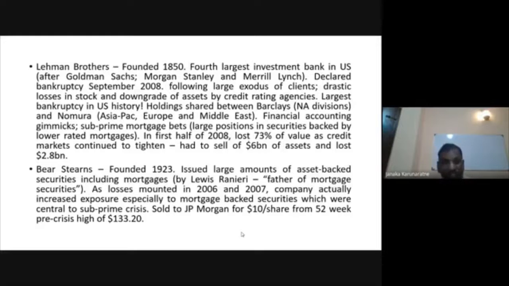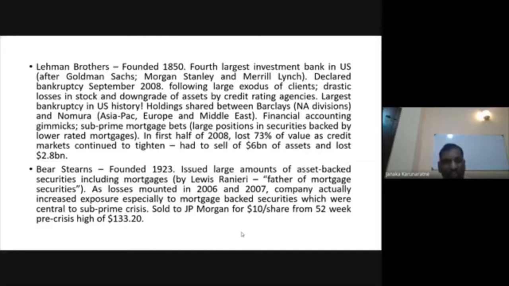Lehman Brothers. Now, again, all of you have heard about Lehman Brothers, one of the largest investment banks in the US, fourth largest, and pretty old, founded in 1850. So they were just behind Goldman Sachs, Morgan Stanley, and Merrill Lynch. So it's the fourth largest US mortgage bank, investment bank. And they declared bankruptcy in September 2008 after the financial crisis.